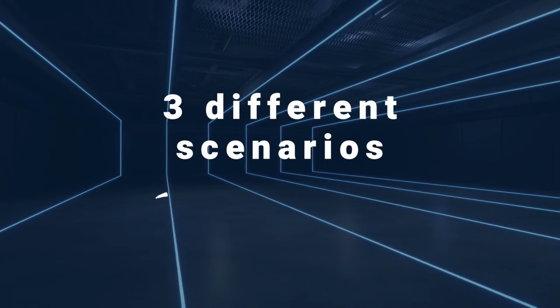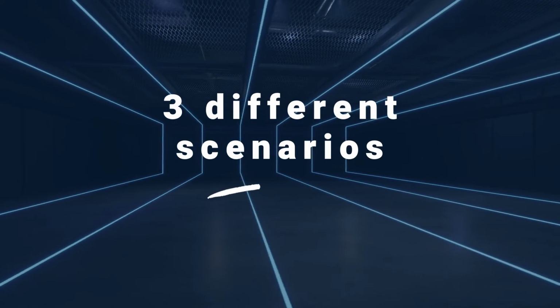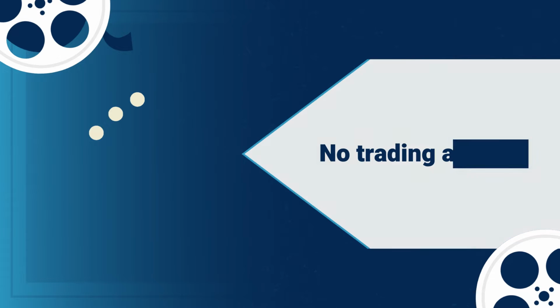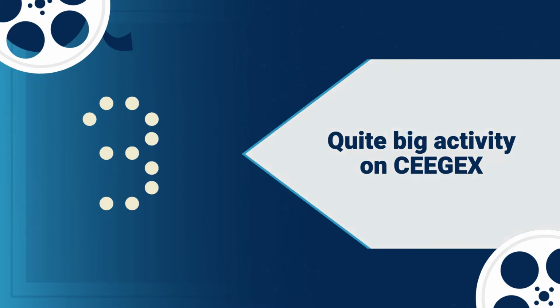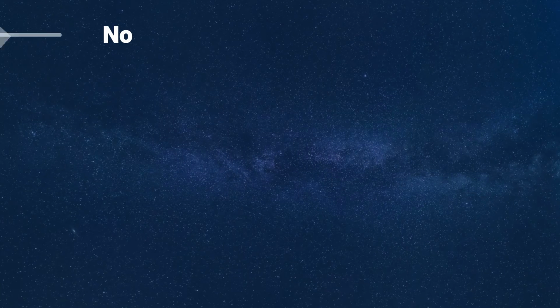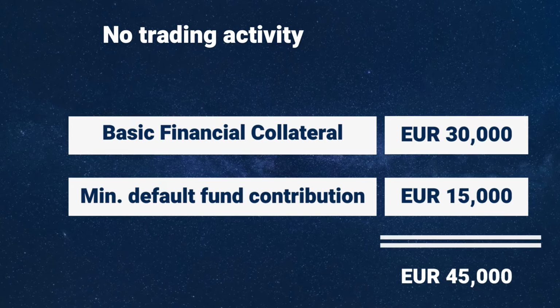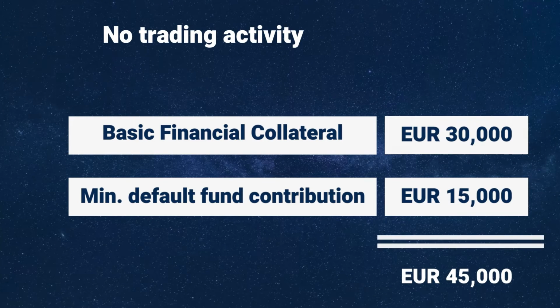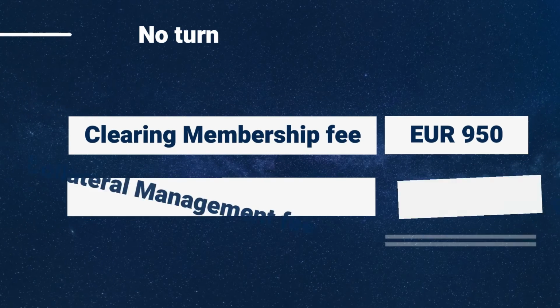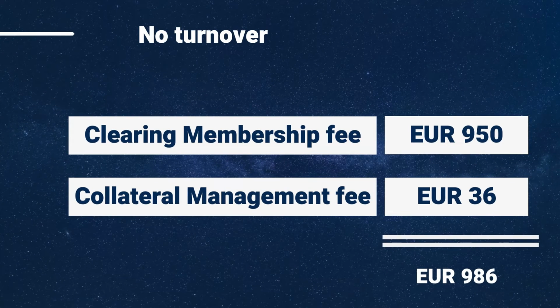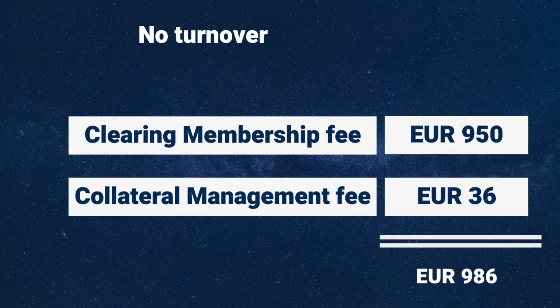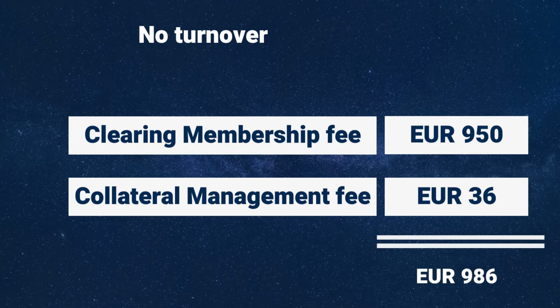So I brought 3 scenarios with fictional data representing 3 different trading behaviors: a member who is not trading at all, a member who has moderate trading activity, and one who is quite active on CEEGEX. Let's look into the first scenario. As you can see, even if there is no activity, the amount that needs to be kept as collateral on each and every day of the month is €45,000, and since there is no turnover at all, the monthly cost is €986. That comes from the membership fee and from the collateral management fee.